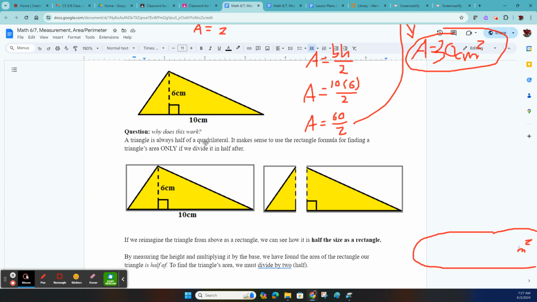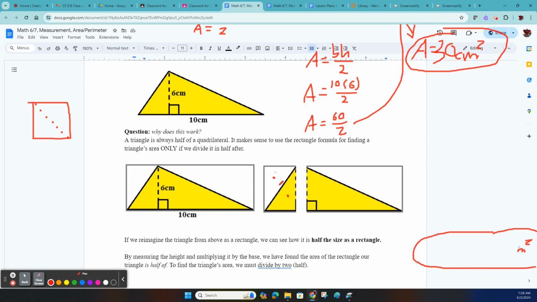So, important question. Why does this work? Why does going area is equal to base times height divided by 2, why does that work? Well, we've kind of already explained that a little bit. Remember that all quadrilaterals are just 2 triangles, right? Triangles are half of quadrilaterals. And this diagram here can help show us that. So we've got this yellow triangle inside this rectangle here. If we chop this triangle in half, right where we have that height line, we'll check it out.